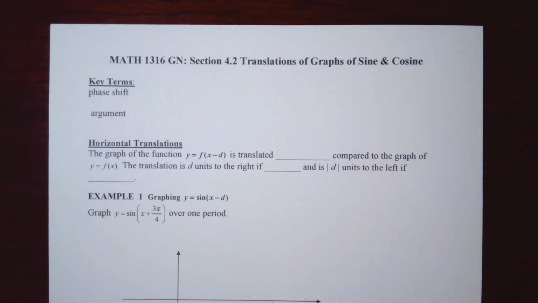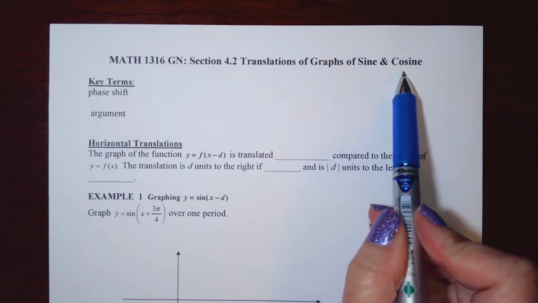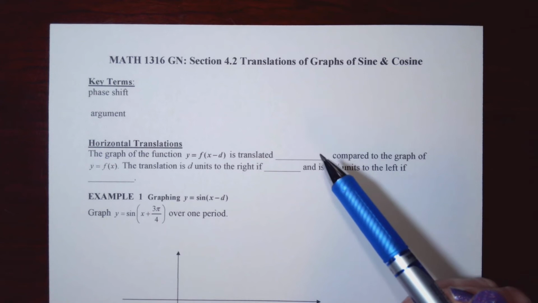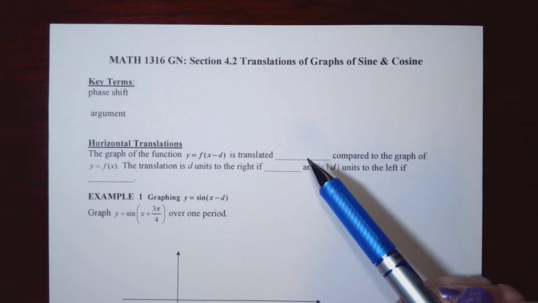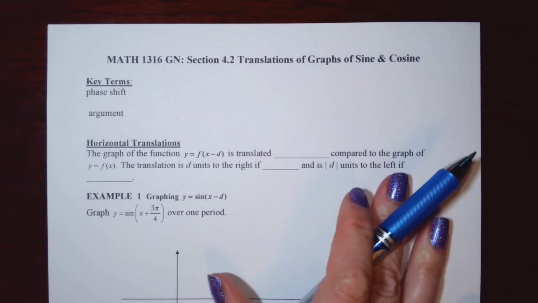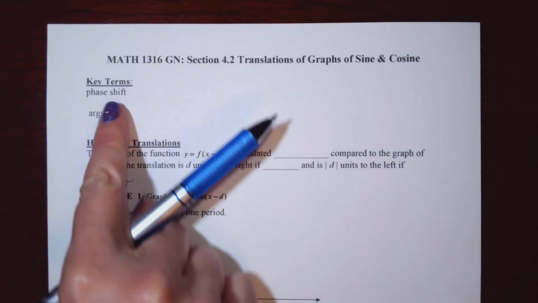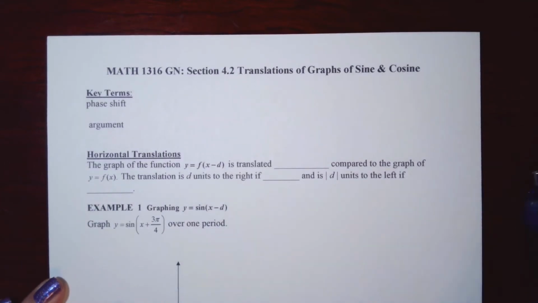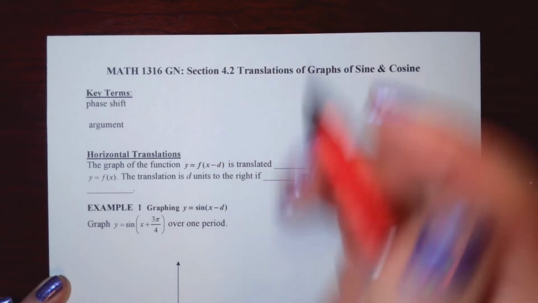In section 4.2, we are still focused on graphing sine and cosine. So far, we have tackled those values for A and B. We've talked about amplitude changes, we've talked about period changes. Now we're going to talk about phase shift, and we're going to talk about a vertical translation, our shift away from a center on the x-axis.